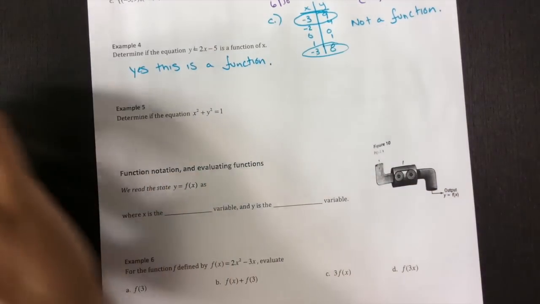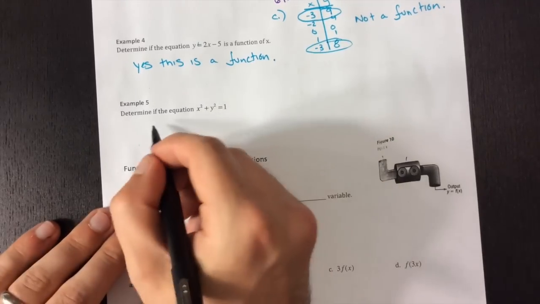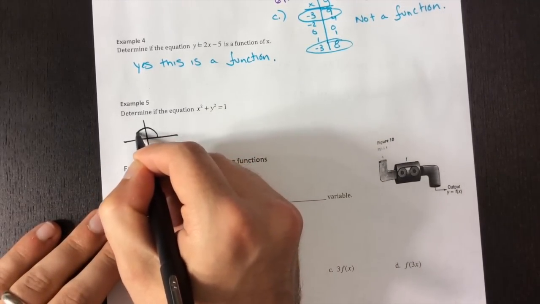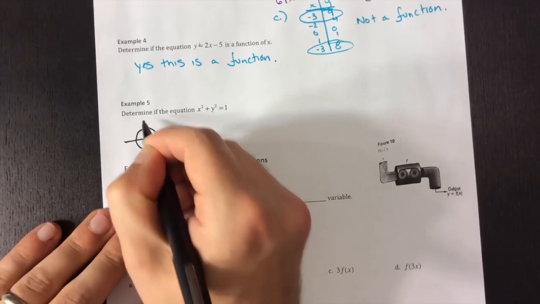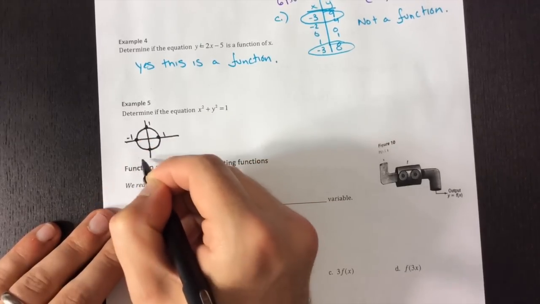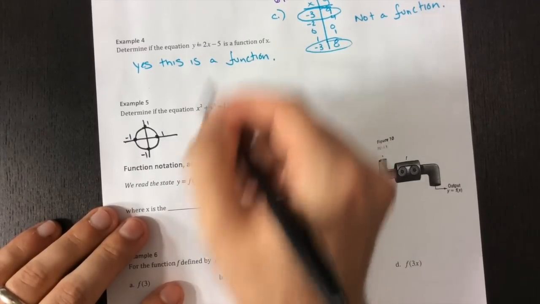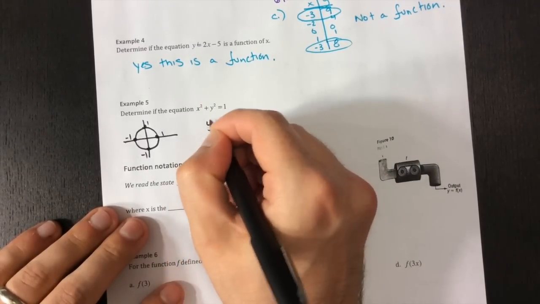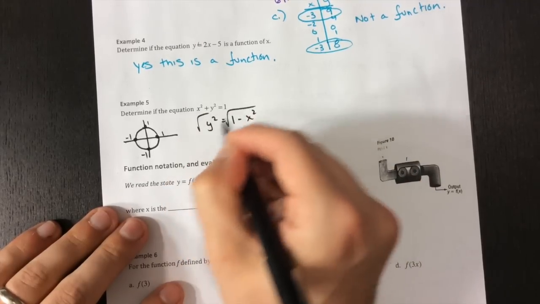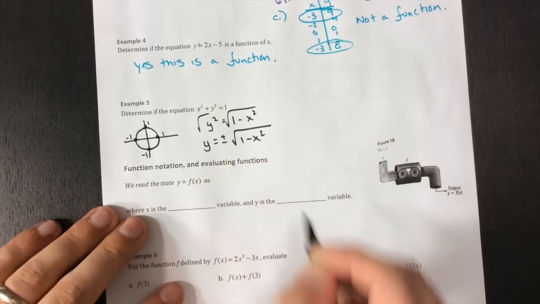For example 5, this should look familiar. This is the equation of a circle, and I'm just going to graph that for you guys. Remember, we did this in level 1, so this circle should look familiar. It has a center of the origin and the radius of 1. And if I solved this for y, just like the other one was, I would get y squared equals 1 minus x squared. And if I took the square root of that, I would have plus or minus the square root of 1 minus x squared.